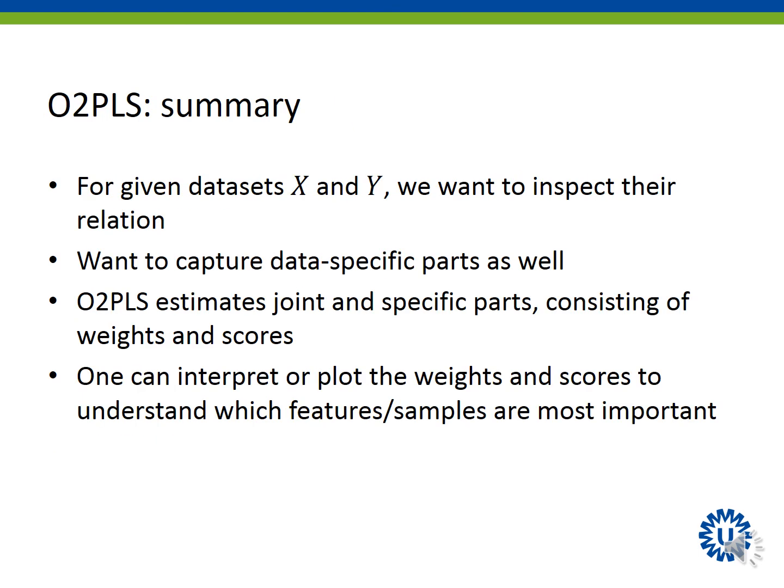So to summarize, for given data sets X and Y, we want to inspect their relation. And this can be done with PLS. However, we also want to capture data-specific parts. And this is something that PLS cannot do. O2PLS estimates joint and specific parts. And these parts consist of weights and scores, similar to PLS and similar to PCA. And one can interpret or plot the weights and the scores to understand which features or samples are most important.